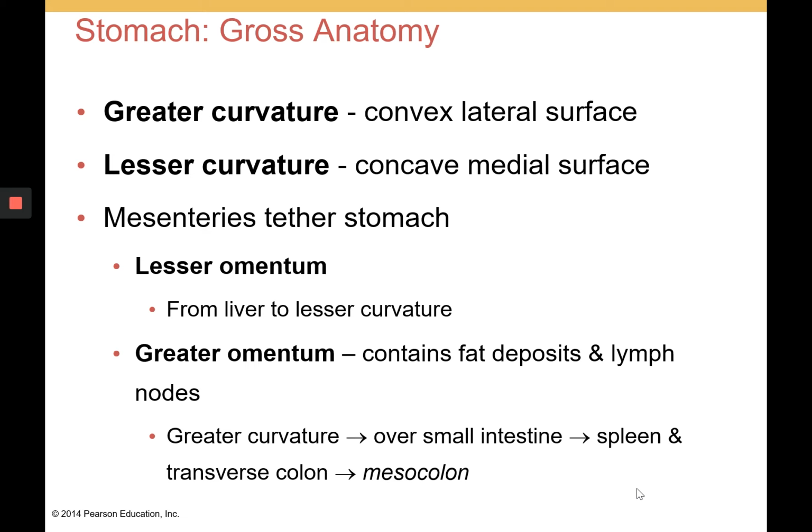And the lesser omentum goes from the liver to the lesser curvature of the stomach and helps hold the stomach in place. The greater omentum is kind of like a fat blanket that covers most of the abdominal wall, and it's going to cover the small intestine, spleen, and parts of the transverse colon and connects with the mesocolon, a mesentery that holds parts of the colon in place.